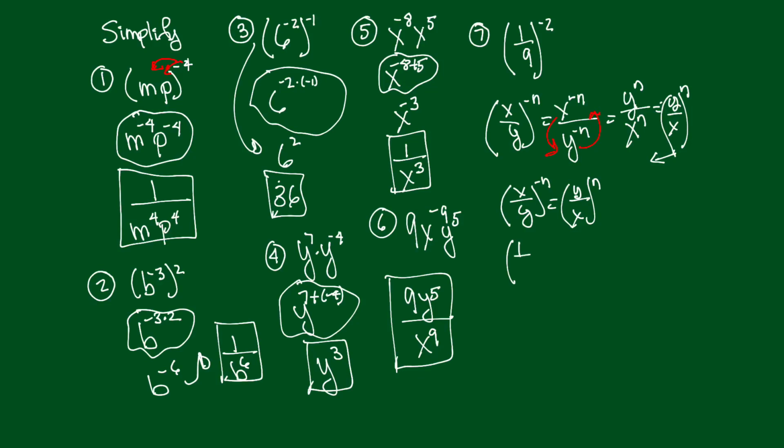I've got a fraction, 1 over 9 to the negative 2. So just flip the fraction over, 9 over 1, change the exponent to positive, and now what do we get? Well, 9 over 1 is just 9, so I get 9 squared, I get 81.